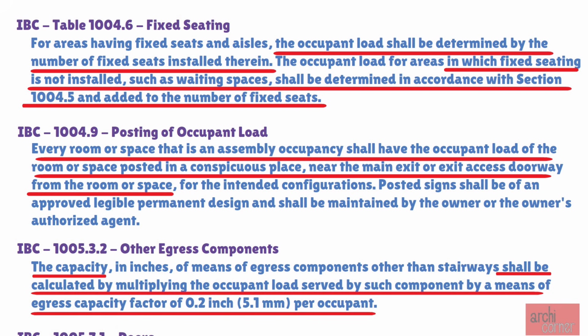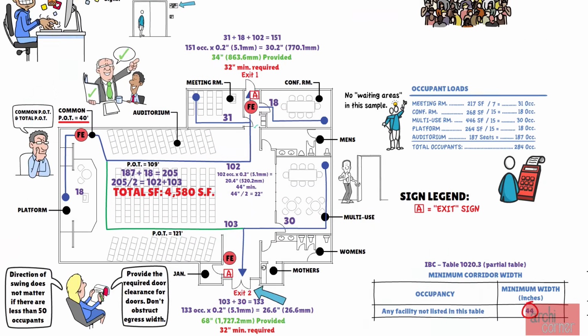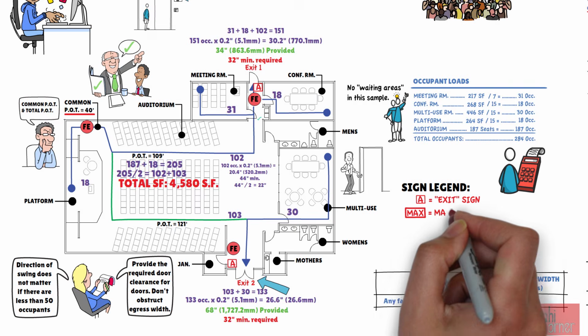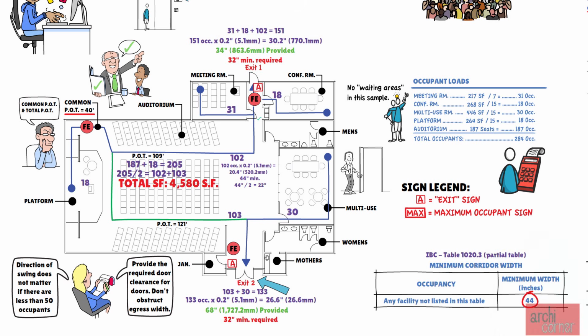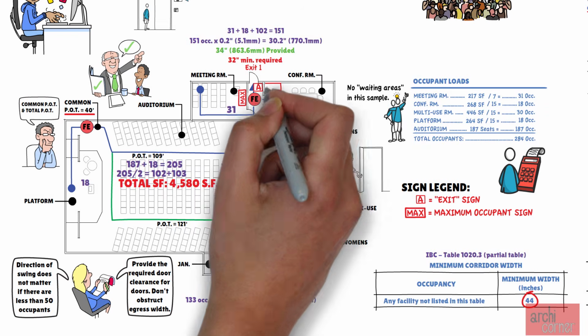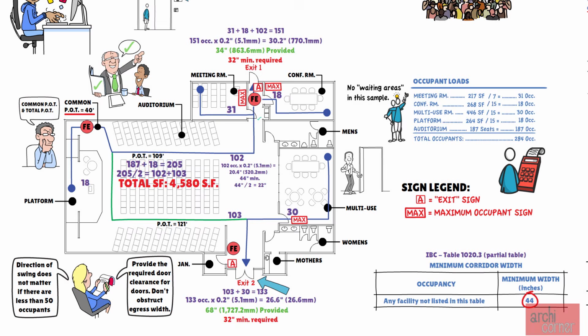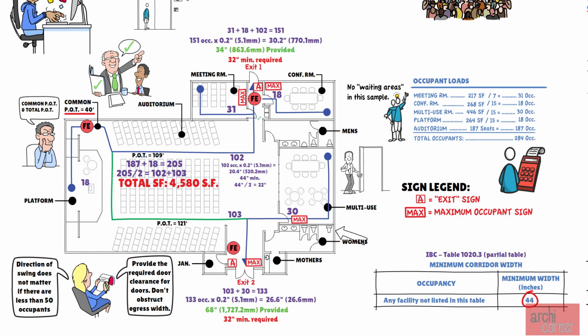Since all rooms in this building are assembly spaces, we add that sign to the legend and add a sign to each room: the meeting room, the conference room, the multi-use room, and of course, the main auditorium. As per the code, we place it near the main exit of each room. This sign indicates the maximum number of people allowed in the room. And since we have already provided occupant loads to each room, the numbers are already on the plan.